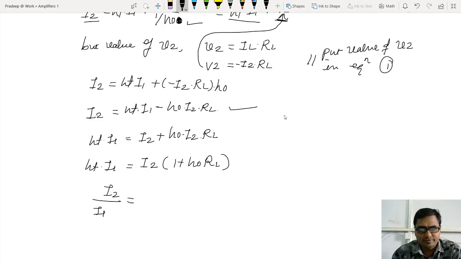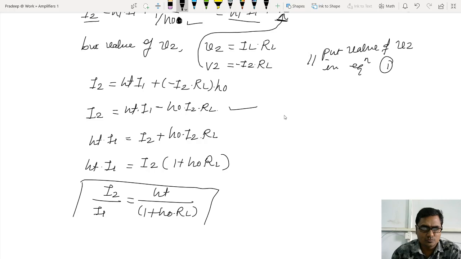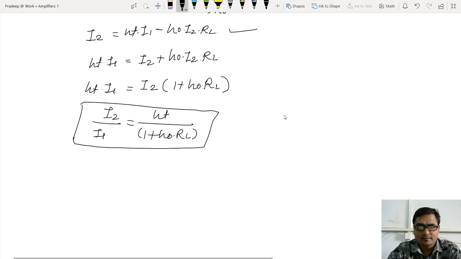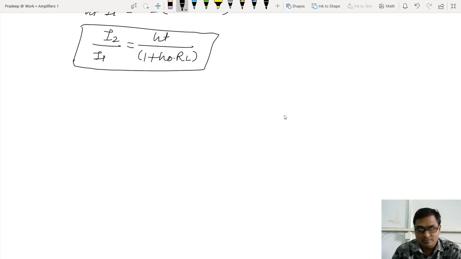So this thing will go here. So finally I am getting HF divided by 1 plus HO multiplied by RL. So this is what my equation for I2 divided by I1. But what is that I2 divided by I1?